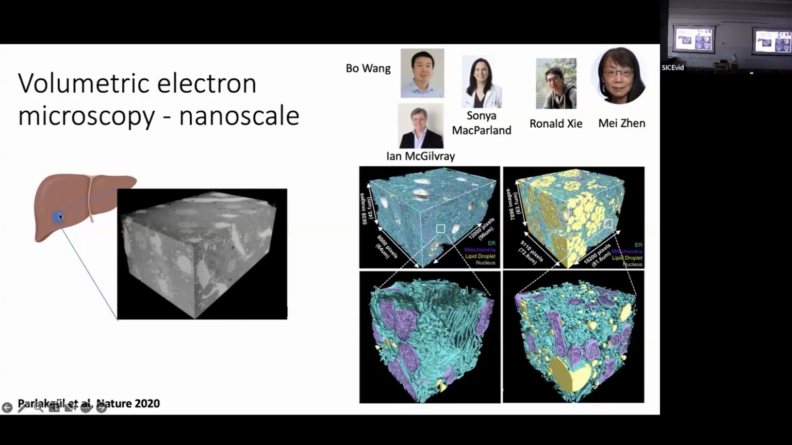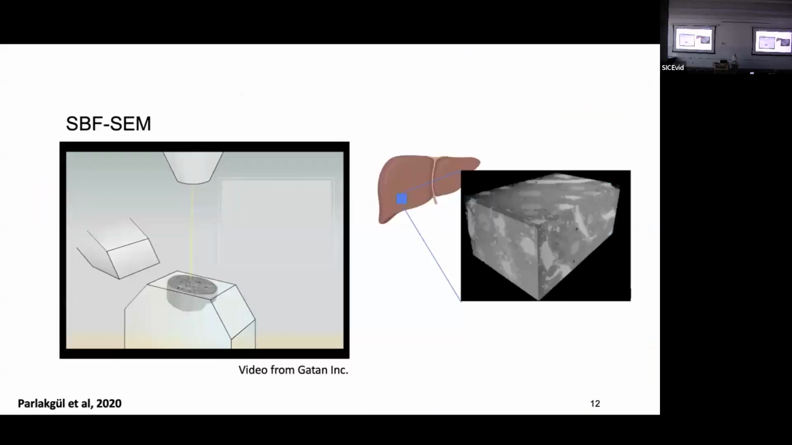But in this case, we can image a tiny volume of the liver, where the pixels are 1 or 2 or maybe up to 8 nanometers in resolution. And the challenge is to take these grayscale images and annotate them to identify all the structure that is present in them. And I'll just show you a video that explains how this imaging technology works.